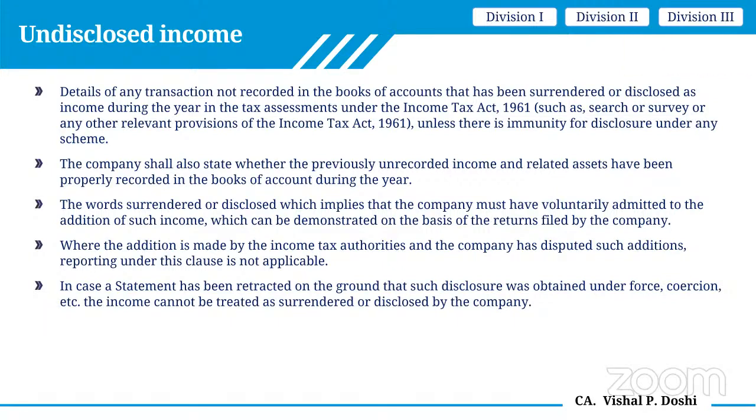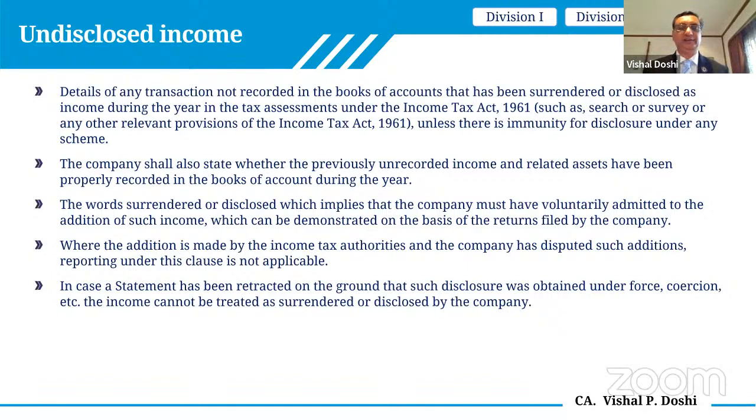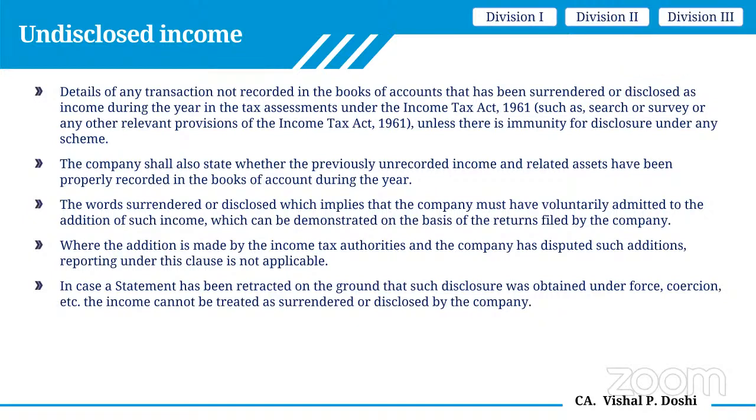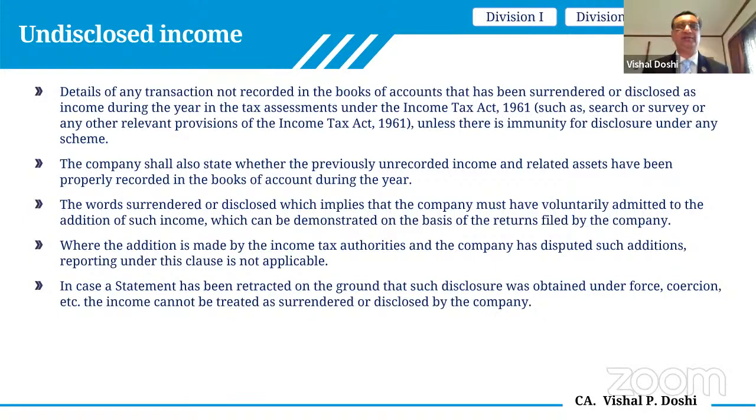Even in case of survey, search, or tax assessments, in any of these situations, if a voluntary disclosure has been made, then that would come. And if that amount is unrecorded, then how it has been recorded has to be disclosed. If a statement was given in a survey or search and was later retracted, then this disclosure would not come because that has been retracted. So this is with respect to undisclosed income.